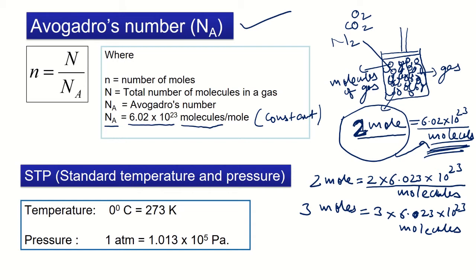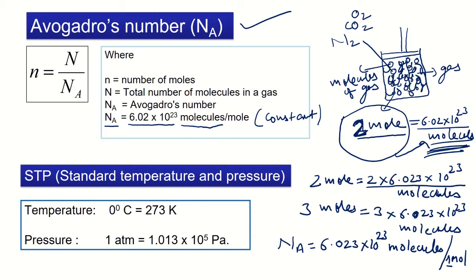So this is about the moles, and how many molecules there are in a certain number of moles. But what Avogadro has stated is for 1 mole, only 1 mole. In 1 mole, 6.023 into 10 to the power 23 molecules are present in 1 mole of gas. This is the statement given by the Avogadro number.